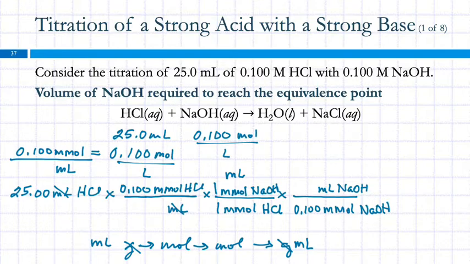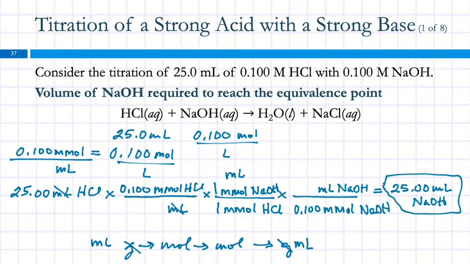So if we do the math here, what do we end up with? 25 milliliters. It's the same as the volume of the HCl because the concentrations were the same and the mole ratio is 1 to 1. Any questions?